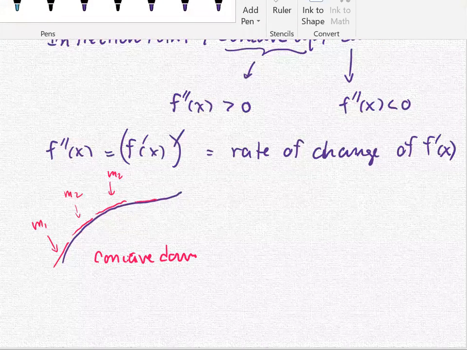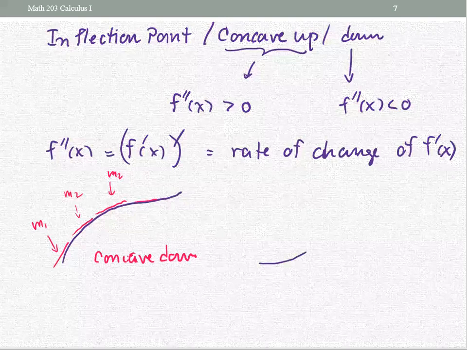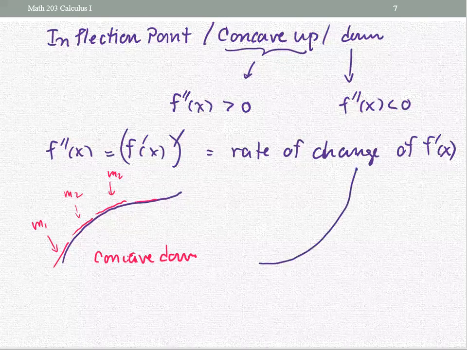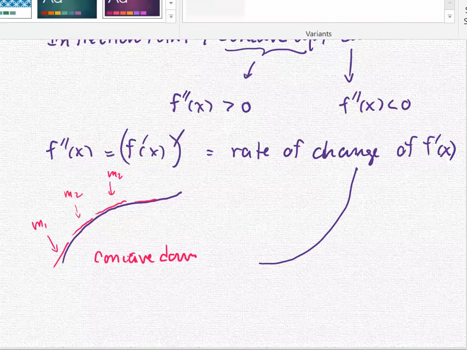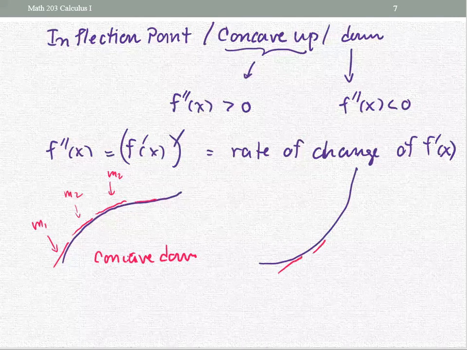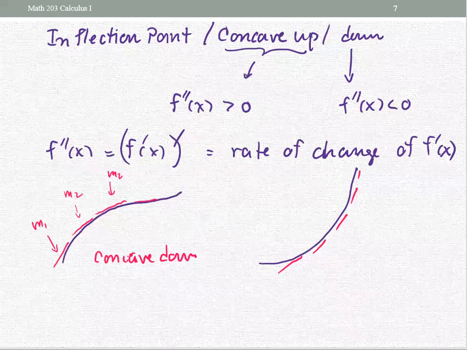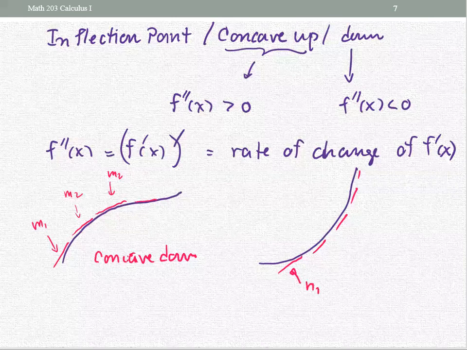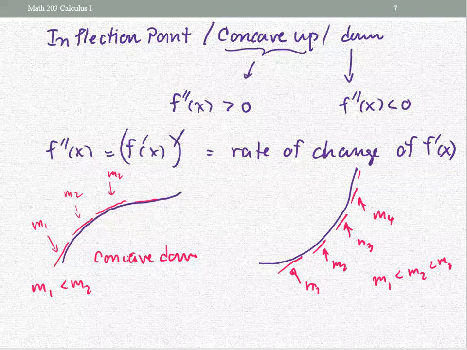Another case, if the graph is, for example, one side of a parabola, in the same way I'm going to use a tangent line and go along the curve. This is my M1, my M2, my M3, and so forth. It looks like M1 is less than M2, less than M3 as I go along the curve. Not like the concave down case.